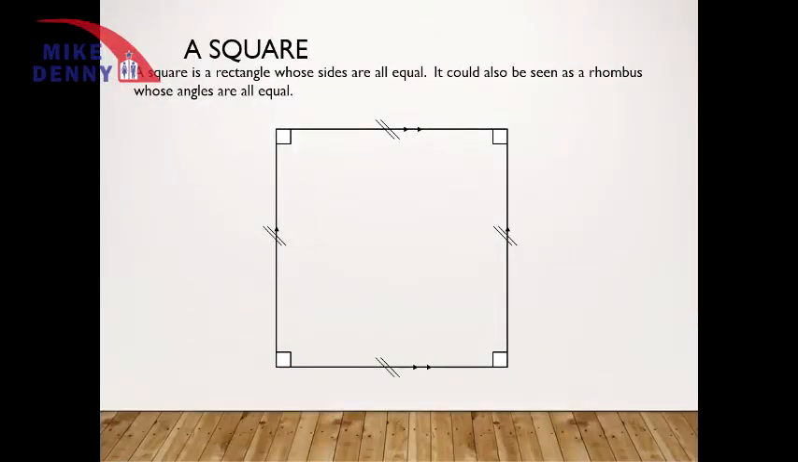We look at a square. What is a square? A square is a rectangle whose sides are all equal. It could also be seen as a rhombus whose angles are all equal. So if a rectangle has its sides the same, then you indicate it with this sign.